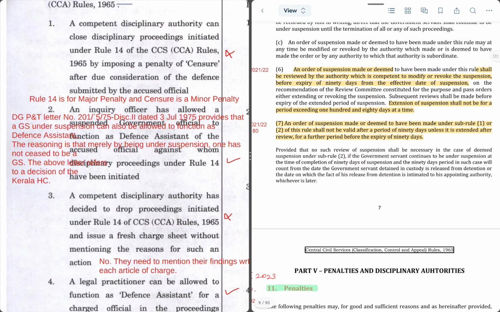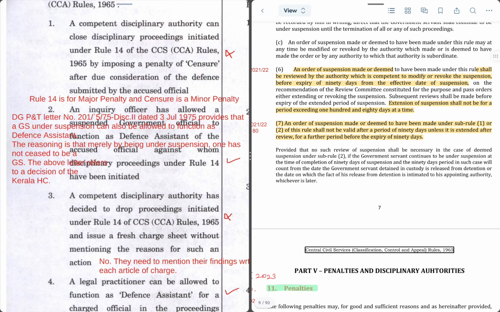So now, as per DOPT letter number so and so dated 3rd July 1975, a GS under suspension can be allowed to function as defense assistant. The reasoning is that merely by being under suspension, one has not ceased to be a government servant. The above letter refers to a decision of Kerala High Court. So on the basis of that, statement 2 is correct.